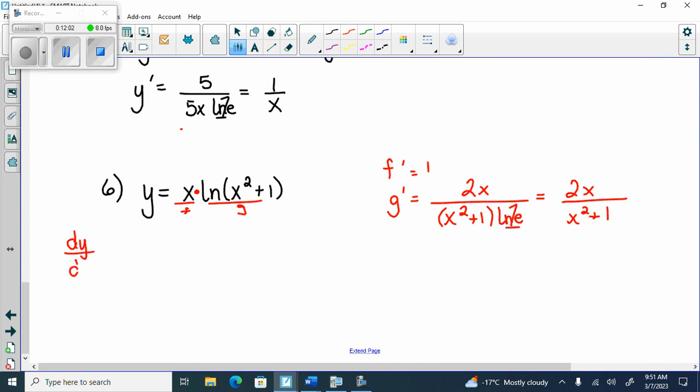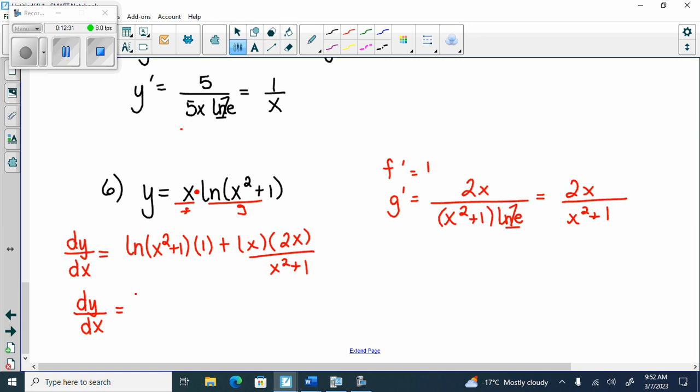I didn't specify, so if you did y prime, it's totally fine. dy over dx. Okay. So I'm going to get g times f prime, which is technically a 1, plus f times g prime. I can put them all over x squared plus 1 because the x is over a 1, right? So I just get dy over dx equals ln of x squared plus 1 plus 2x squared over x squared plus 1.